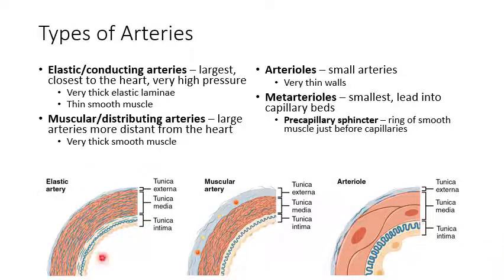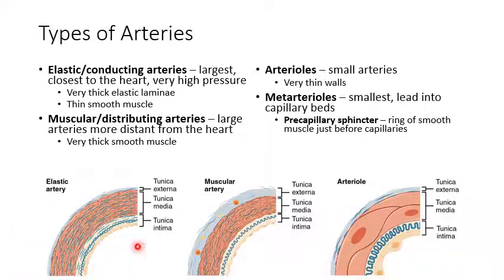So in the diagram, we have a basic representation of the different types of arteries. First, the elastic artery, then the muscular artery, then the arteriole. And metarterioles are not shown, but their walls are basically the same as arterioles. They're just smaller, and they have the precapillary sphincters.